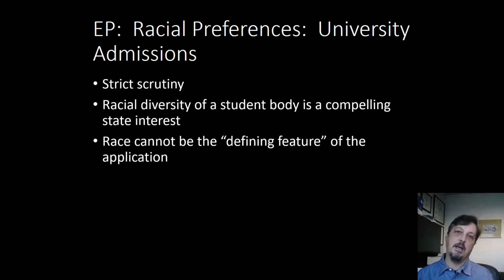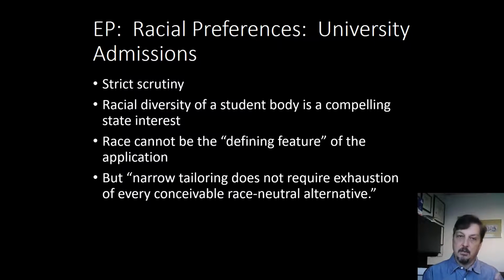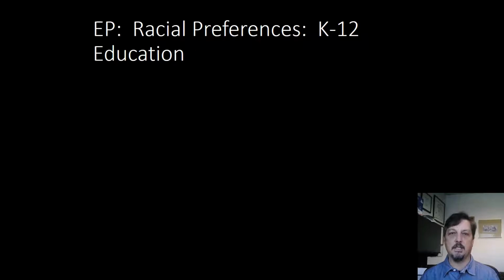But race cannot be the defining feature of the application, and yet narrow tailoring, because we found the compelling interest in diversity itself, the narrow tailoring is what the court will look at. It doesn't necessarily mean every possible race-neutral alternative has to be considered, but you have to look through those cases and see the ways in which the court has decided that a plan may or may not be properly narrowly tailored.